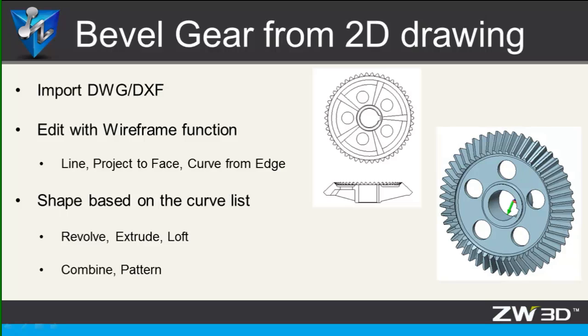It's Ben. This time, I'll talk about converting 2D to 3D. In this lesson, you can learn how to create a bevel gear with 2D drawing. Also, you can get more familiar with how to use the shape command and how to use the wireframe. So, let's get started.